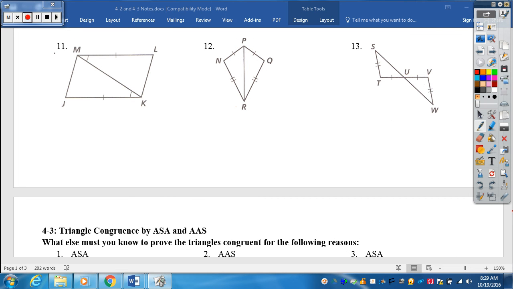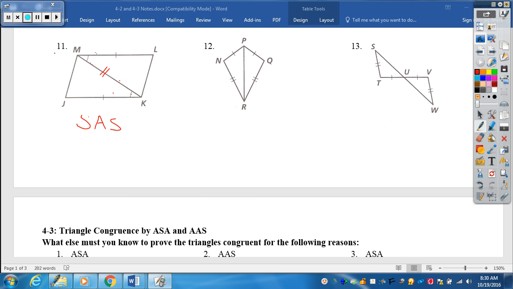All right, number 11 is adjoined. There's a side that's shared, and so as a result, I can use my reflexive property and mark that down. Now, do we have side, side, side? No, we don't. Do we have side, angle, side? Well, we have an angle between the two congruent sides there, so I do have side, angle, side.